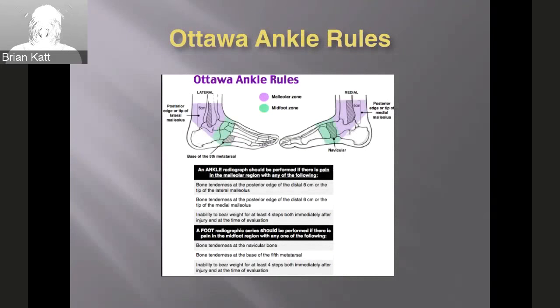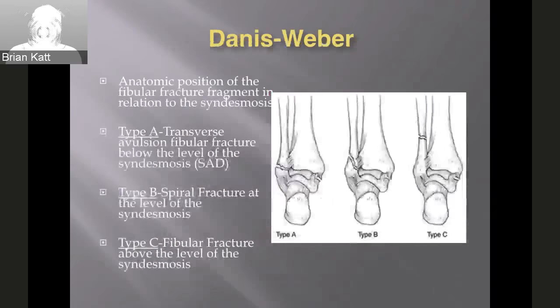Just in terms of when to x-ray these, I think the most common criteria for when to x-ray an ankle injury are these Ottawa ankle rules. I'm not sure how often they're followed, but if an injured patient can't ambulate for up to 4 steps right after they get injured, or at the time of exam, if there's tenderness within 6 centimeters of the lateral malleolus, medial malleolus, fifth metatarsal base, or navicular tuberosity, those are indications to x-ray these injured ankles.